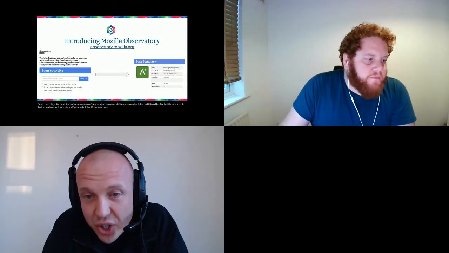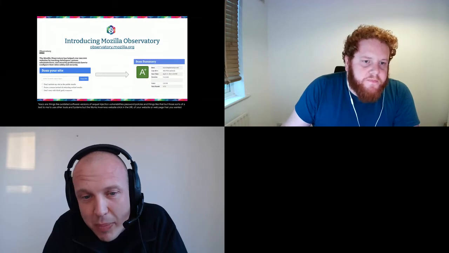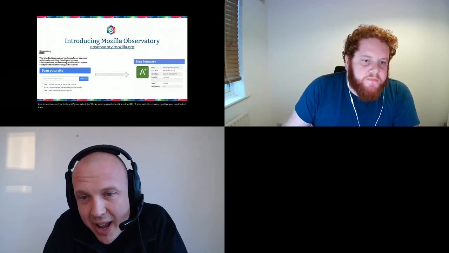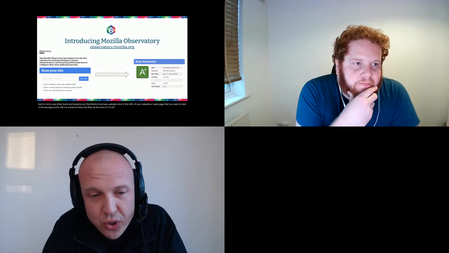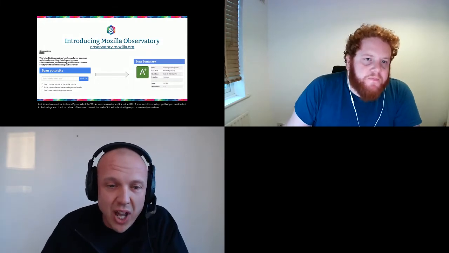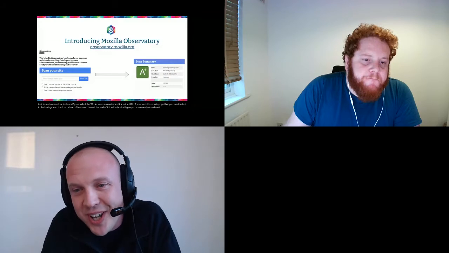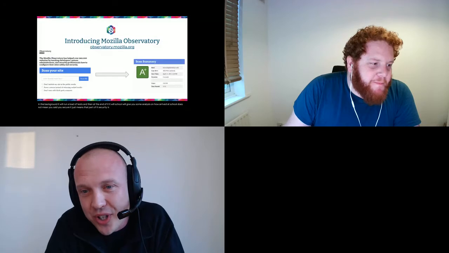But the Mozilla Observatory tool works simple enough. You just go to the website, stick in the URL of your website or web page that you want to test. Then in the background, it will run a load of tests. And then at the end of it, it will spit out a score and give you some analysis on how it has arrived at that score. And so yeah, just to say, achieving an A+ score does not mean your site is secure. It just means that part of its security is well executed.